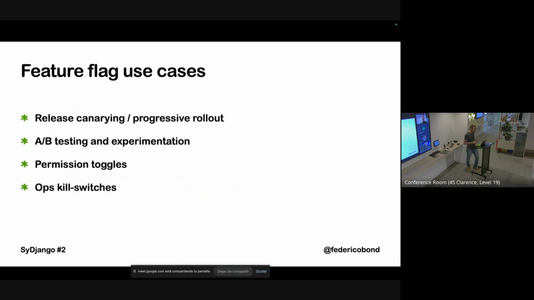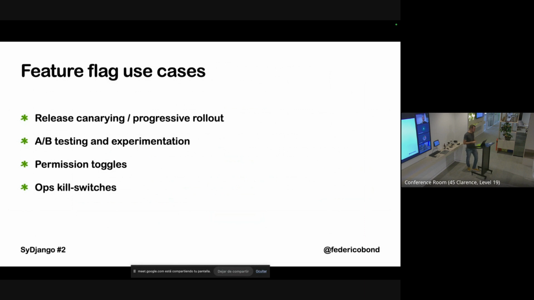Feature flags can be used for release canaries or progressive rollouts. That is when you have a new feature, you're not yet sure how it's going to perform in production, either in business terms or in technical performance terms. So you push it to just a very small subset or percentage of users, and you progressively increase that percentage. You can use feature flags for A/B testing, experimentation, trying out different things in production.